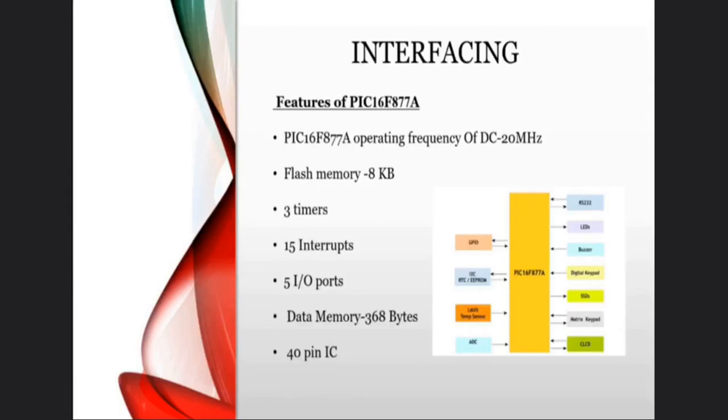Features of PIC16F877A microcontroller. It operates at a frequency of 20 MHz. It has a flash memory of 8 KB. It has 3 timers and 14 interrupts. It also has 5 input-output ports. External peripherals are connected to the microcontroller through these 5 input-output ports. Those are port A, port B, port C, port D, and port E. It is a 40-pin IC with a data memory of 368 bytes.